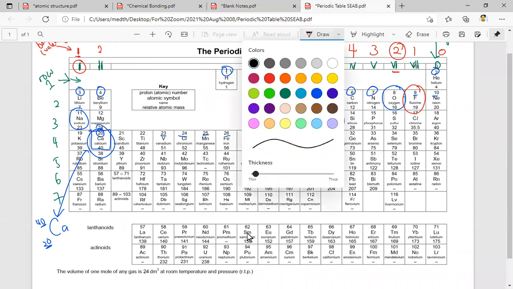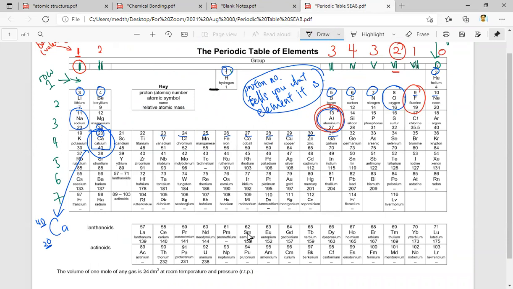In case some of you forget, thinking, where's the metal, where's the non-metal? Draw a line like this. So this is the staircase line here. Everything on this end is non-metal. Everything on the other end is metal.